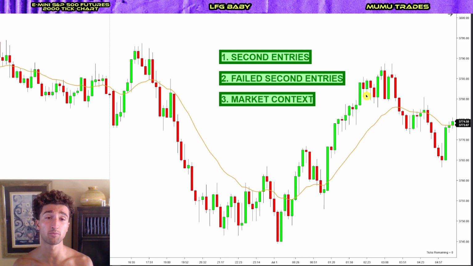But another thing that comes with market context is also the signal bars. We don't want to just take any second entry or failed second entry. It has to be at a certain key entry point, like a touch of a trend line off the EMA, or it has to have a great signal bar and a great setup with the overall market context of the day.